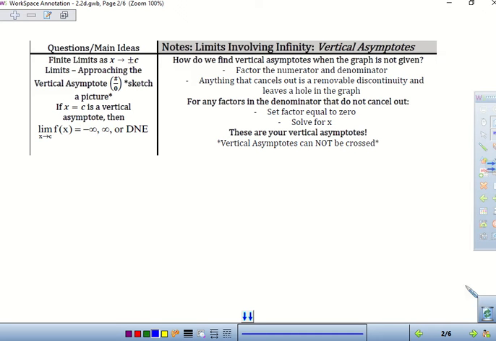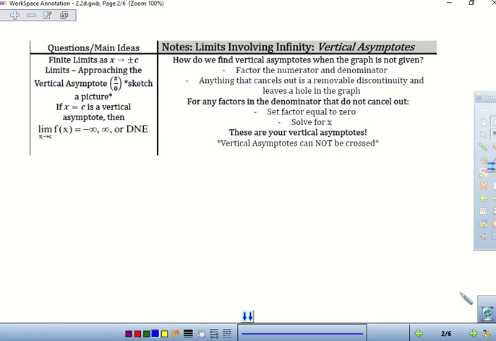Then you can also find your horizontal and oblique asymptote using the methods we learned about in the last few days. Oblique is when it's top heavy, horizontal is when it's bottom heavy or equal. Same methods as before, and that gives you a guide for what your function is doing. And then lastly, your numerator, whatever's left, you can set that equal to 0 to find the zeros if possible.